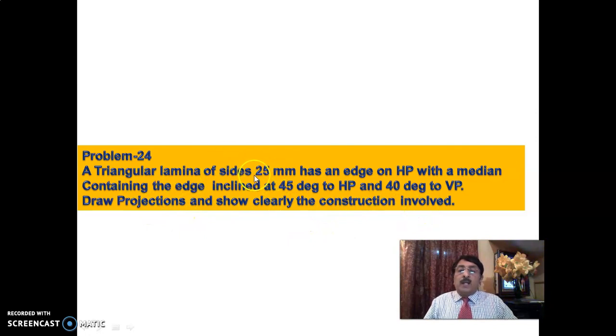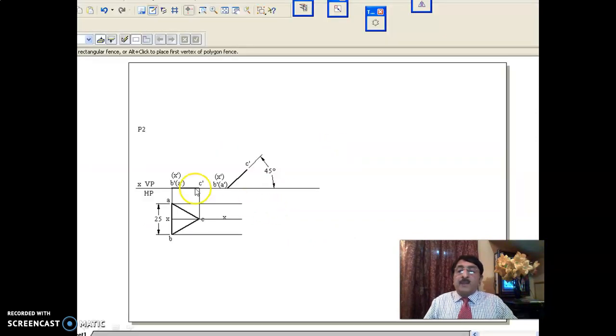Now we draw the triangular lamina. You draw triangular lamina ABC as usual, and this is 25. This is 25 plus 30, this is 25 minus 30. In that way, you are able to complete the triangular lamina of 25 sides. CX is the median. Please understand, CX is the median. And this is the XY line, VP, HP.